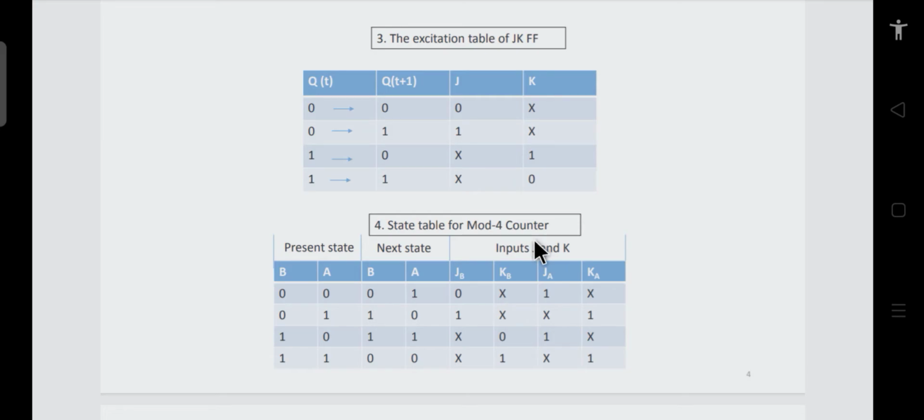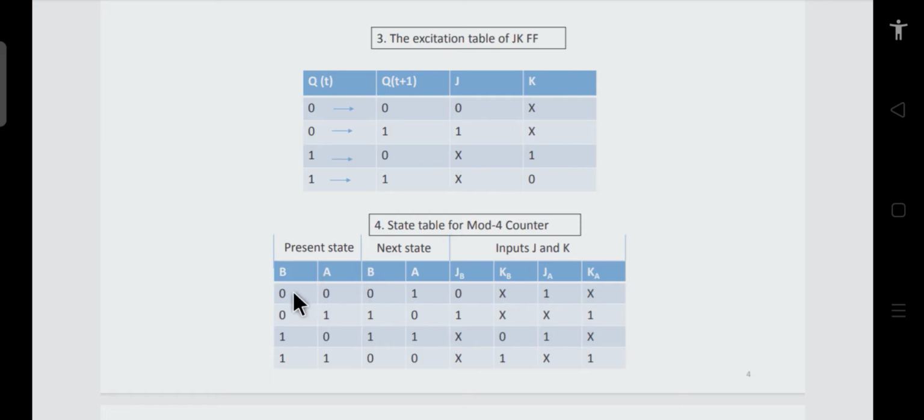So what is this table? Our counter, let's say, is in the present state. Okay, then the next state should be this. If it is in the 00 state, from the state diagram we know what the next count should be. So this B is your MSB and A is your LSB here.